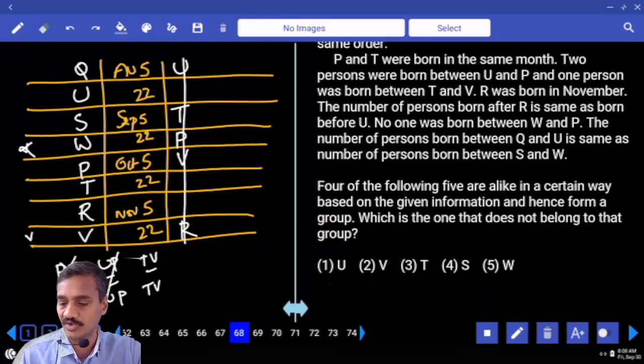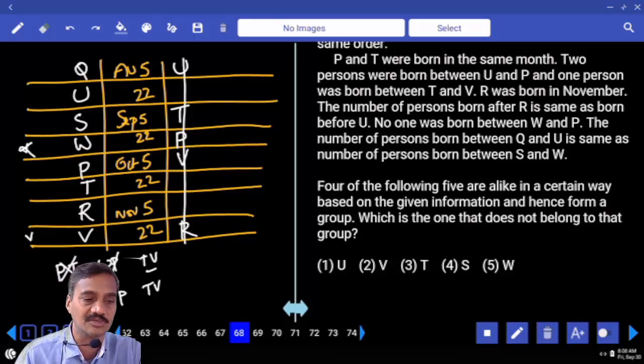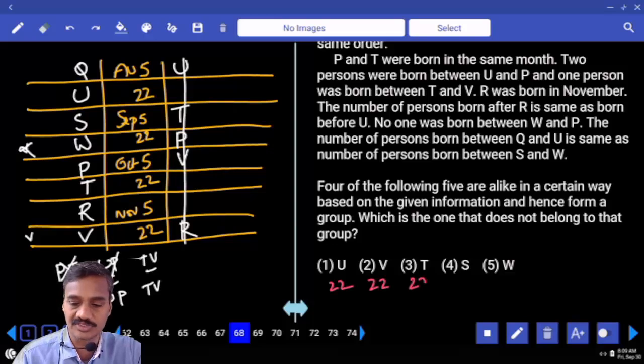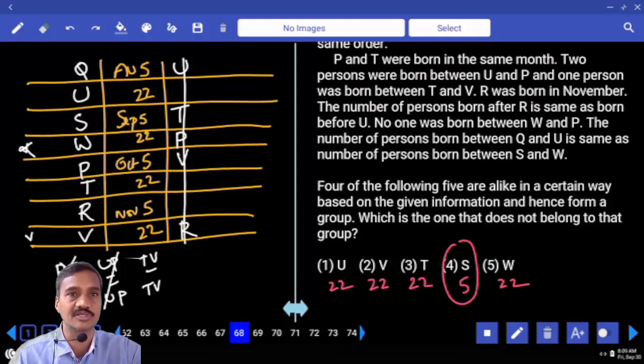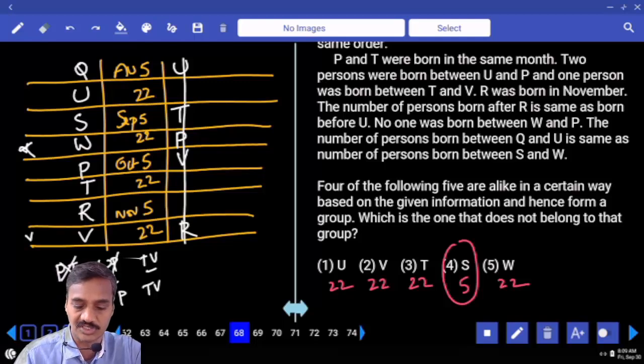And question 68, 4 out of the following means odd one out. Now in this odd one out, U, V, T, S and W. U born on 22nd, and V is again on 22nd, and T is on 22nd, and S born on 5th of August, and 5th of September, and W again born on 22nd. Except S, the remaining 4 persons were born on 22nd of different months, but S was born on 5th, hence S is the odd one.